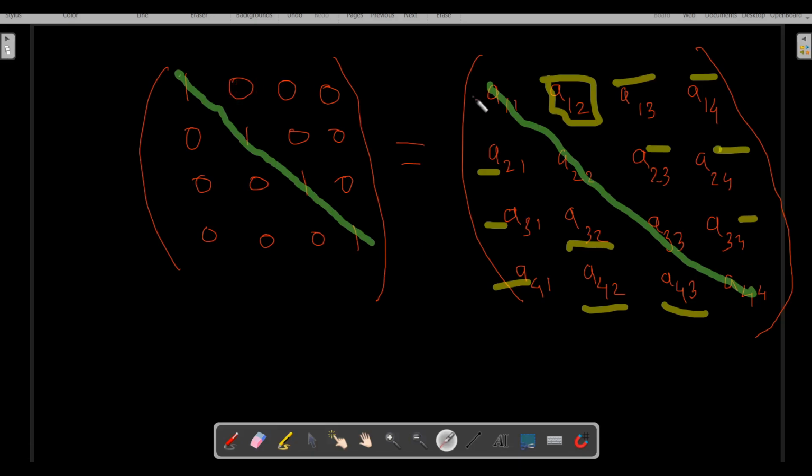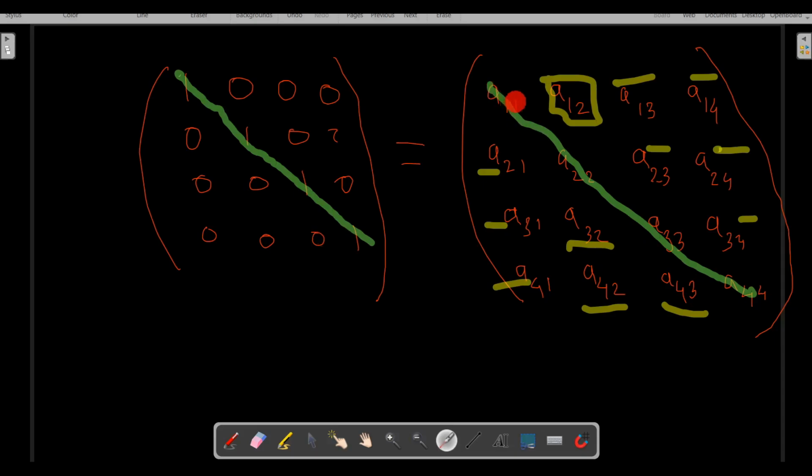For a12, i is not equal to j, so 0. a13, i is not equal to j, so 0. a14, so 0. Similarly a23, 0. a24 also 0. a34 also 0. And a21, i is not equal to j, so 0. a31, 0. a41, 0. a42, 0. a32, 0. Okay, then a43, i is not equal to j, so 0.